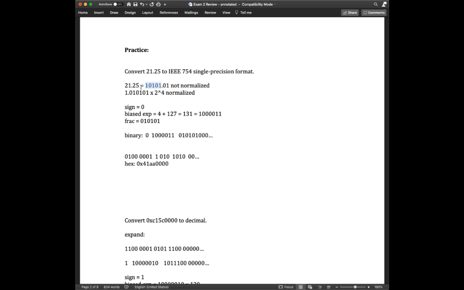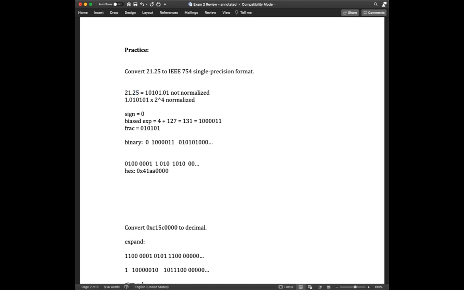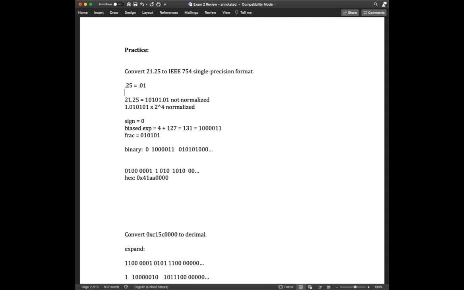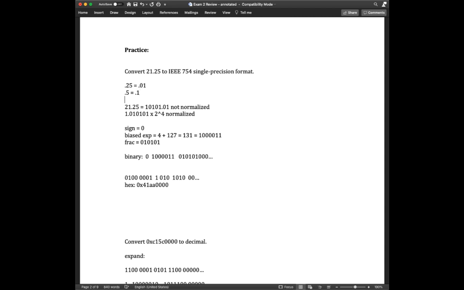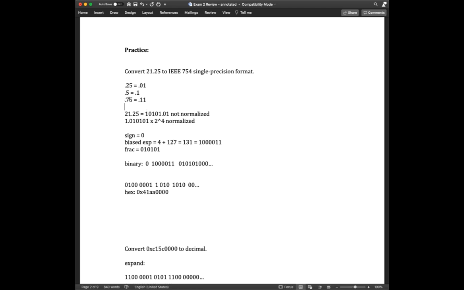And then the fractional part for 0.25 is 0.01. On the test, you'll either have 0.25, which is 0.01, or you'll have 0.5, which is 0.1, or you'll have 0.75, which is 0.11. These are the only 3 fractions you'll have.